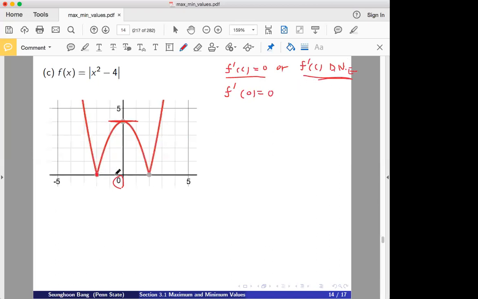We have a cusp, a corner. f prime of x does not exist at negative 2 and positive 2. f prime of negative 2 does not exist, and f prime of positive 2 does not exist. One more thing: are 0 and plus or minus 2 in the domain? Yes. This point on the graph, this point, and this point are on the graph, so yes, in the domain.